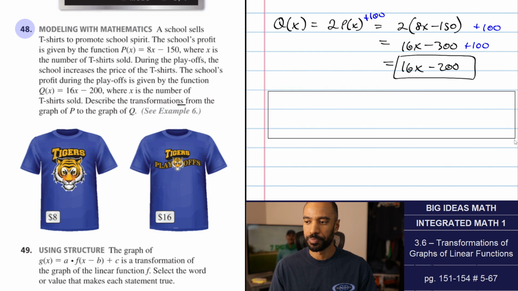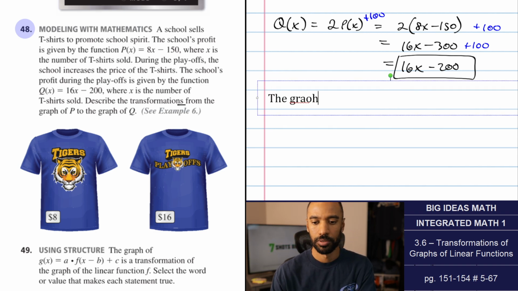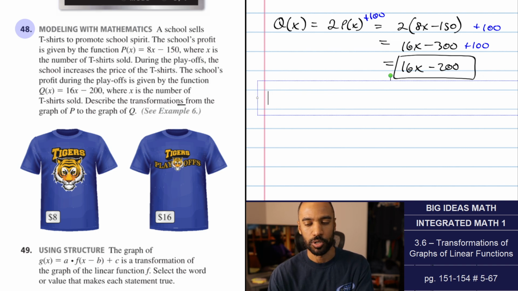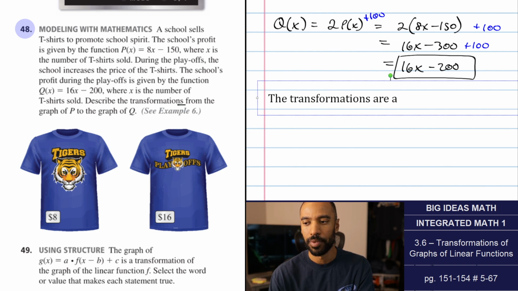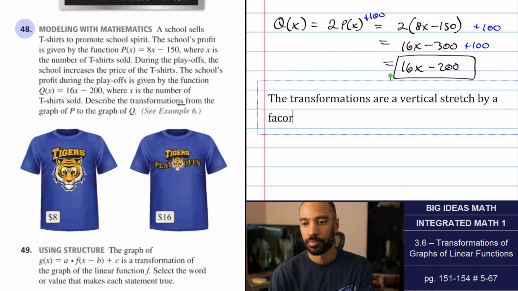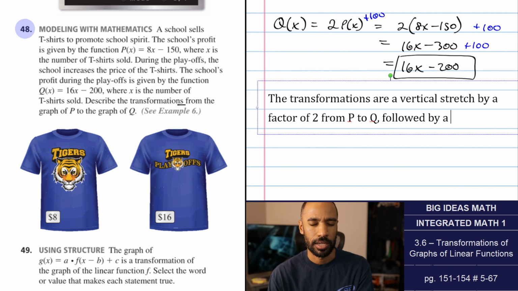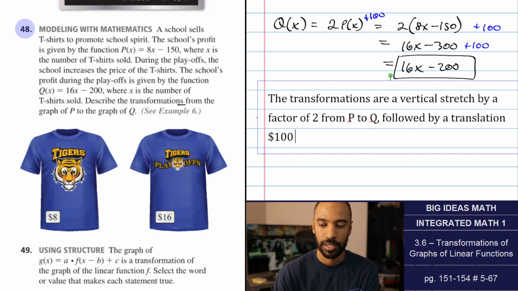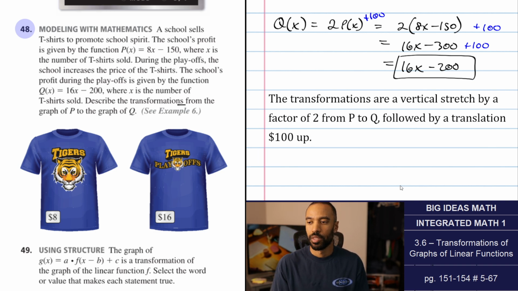The graph of Q. Well, I don't know if we say the graph of Q now. They just said describe the transformations. The transformations are a vertical stretch by a factor of 2 from P to Q, followed by a translation 100 units up, or $100 up if you want to say that. I didn't really say that for the last one.